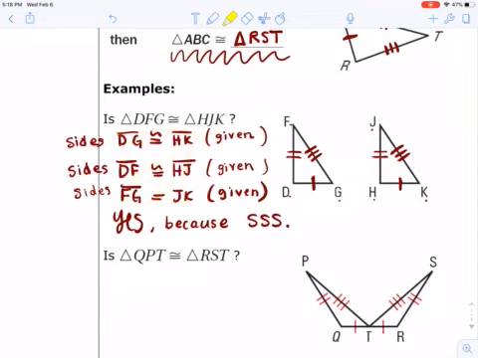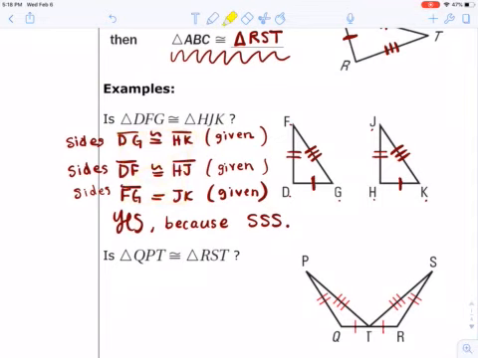We are given that QT is congruent to RT, based on the 1 tick mark. Now these sides are marked with 2 tick marks. That means that QP is congruent to RS. So based on the given information, we're going to see what type of conclusion we can make.